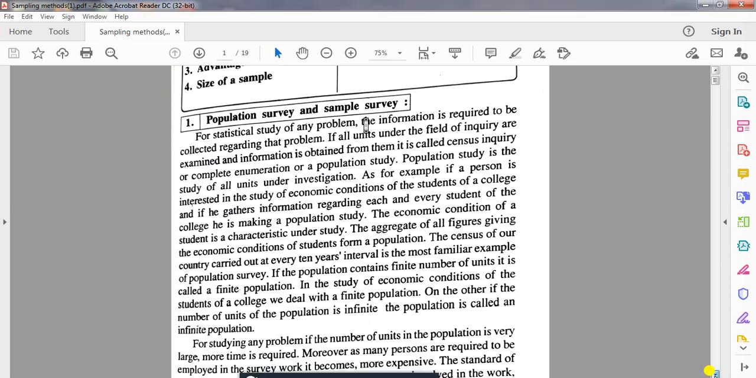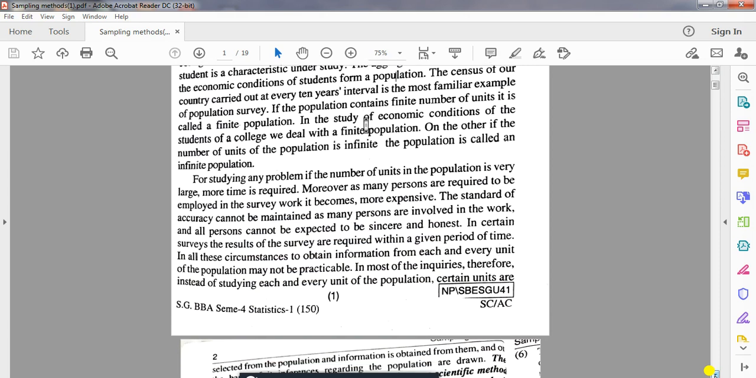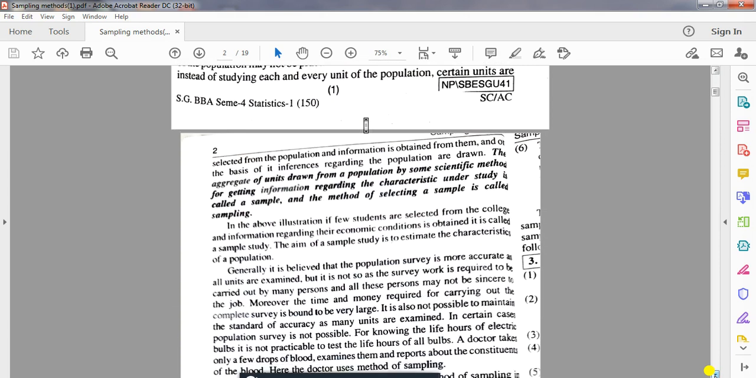So let me have the next page. First of all, let us understand sampling method, or sampling. Here is the definition: the aggregate of units drawn from a population by some scientific method for gathering information regarding the characteristic under study is called a sample, and the method of selecting a sample is called sampling.